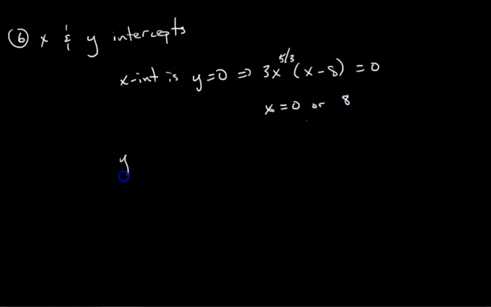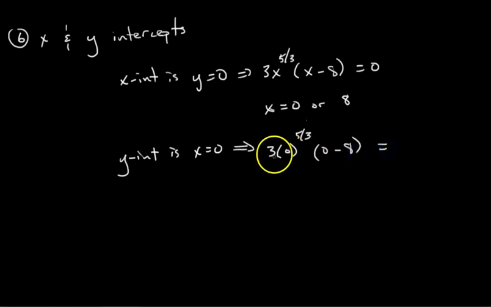And then y-intercept is where x equals 0, right? It's where it pierces the y-axis, which happens when your x value of the function is 0. So then we can just plug in x equals 0 into the original function. So doing that, we get 3 times 0 to the 5/3 times 0 minus 8. What is this equal to? Well, this is just 0 times -8, so this is just 0. So the y-intercept is at y equals 0. So x equals 0, y equals 0. So the point 0, 0, right?